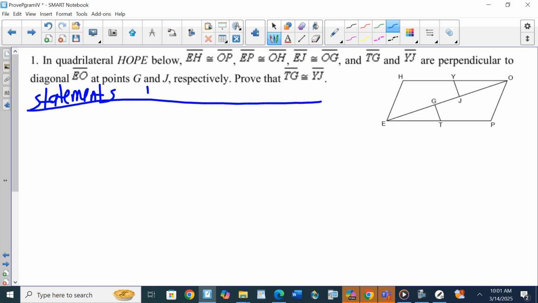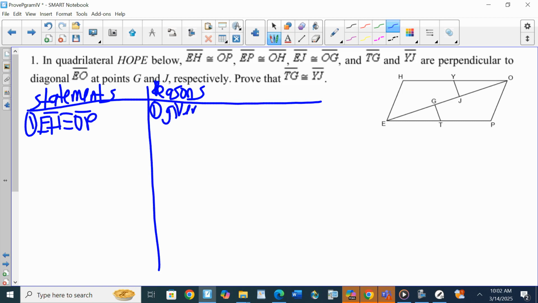Statements, reasons. 1, EH is congruent to OP. Given. All right, it looks like it's already leading me towards that parallelogram. I already have 1 pair of opposite sides congruent. Next is EP is congruent to OH. Okay, there we go. I have my 2 pairs of opposite sides congruent.